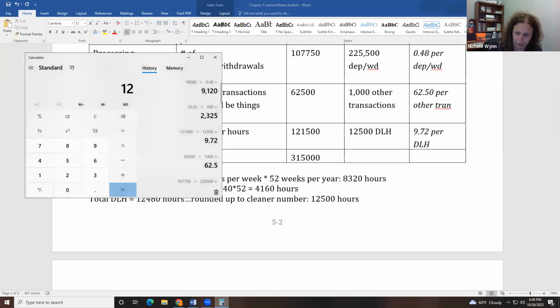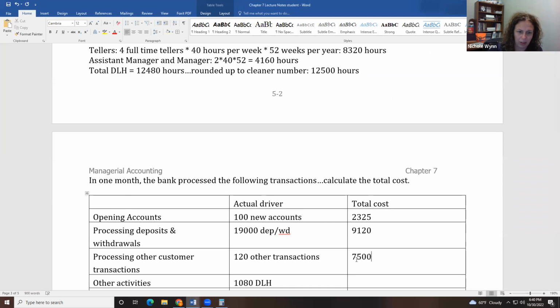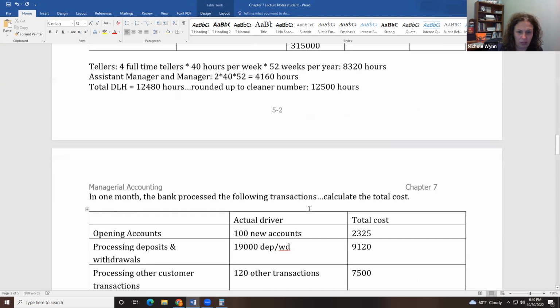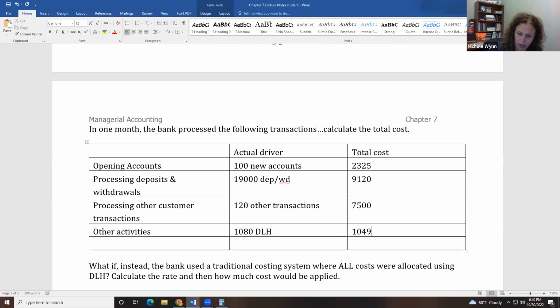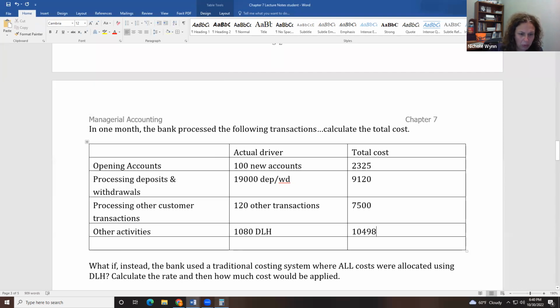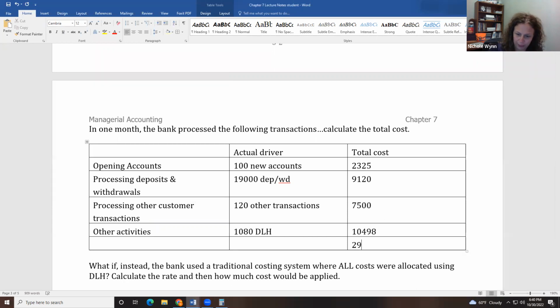120 at 62.50, 7,500. And then 1,080 at $9.72 is 10,497.60. Then 498, I'll just round that up to 10,498. So in total, my costs are 2,325, 91.20, 7,500, and 10,498. That's 29,443. So that's what I think my cost should be based on my new predetermined overhead rates.